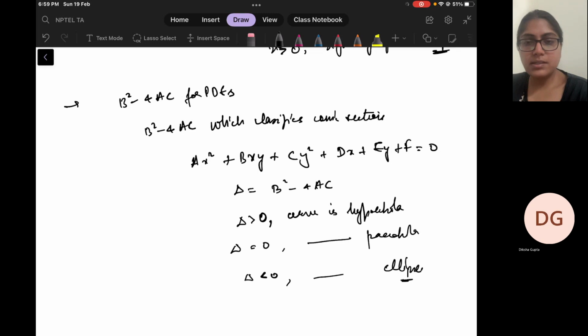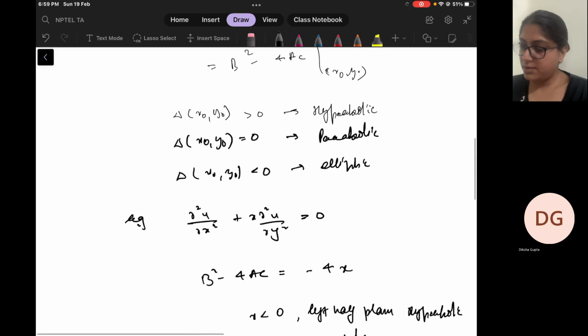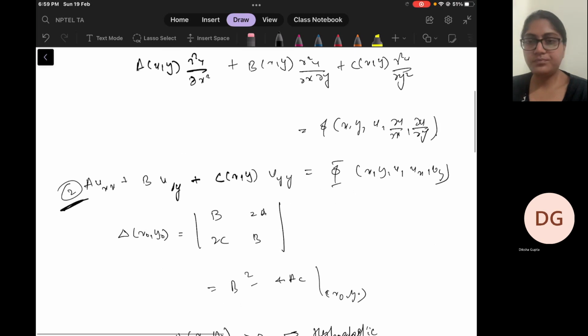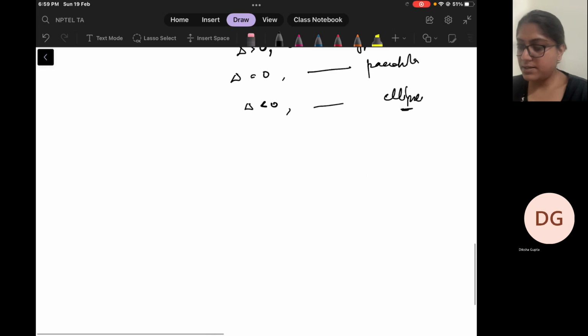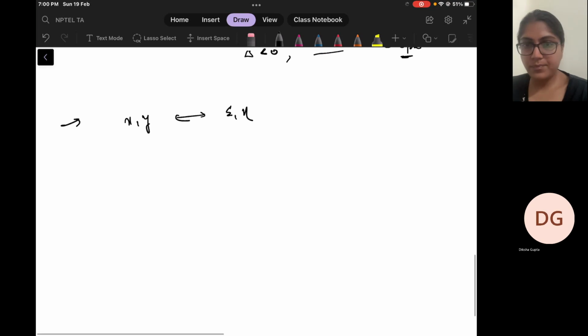Now, in order to illustrate the significance of the discriminant delta and thus the classification of PDE, we try to reduce the given equation 2 into a canonical form. To do this, we transform the independent variables to new independent variables epsilon and eta through the change of variables.